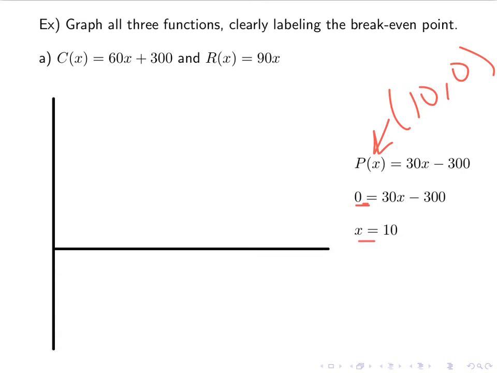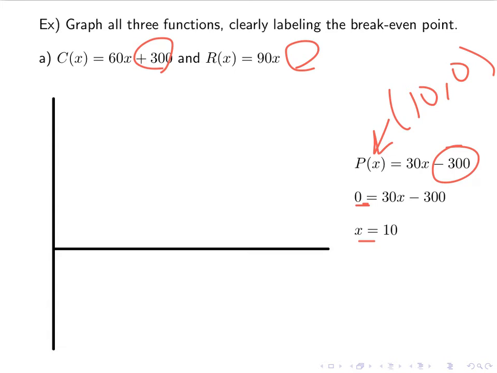So on the profit graph, we have the point (10, 0), and we also have the y-intercept. So now I have the 2 points for the profit, and that's all I need to graph the profit. In order to graph the cost and revenue, I have their y-intercepts: 300 for C, 0 for R. Remember, revenue always goes through the origin. And then I also have their break-even point.